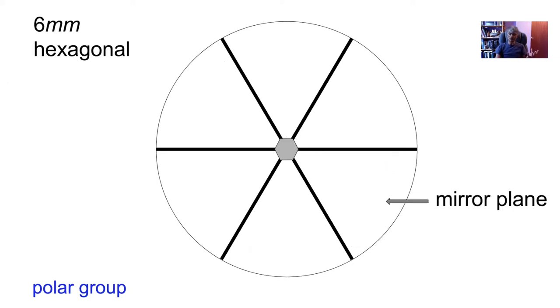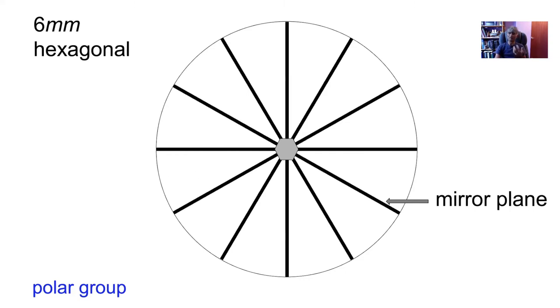There's another structure, which is 6mm, which also does not have a center of symmetry. It belongs to the hexagonal system and is a polar group. And here is my hexad, and these are mirror planes, and there's an independent set of mirror planes parallel to the hexad. So we have the point group 6mm represented on this projection.